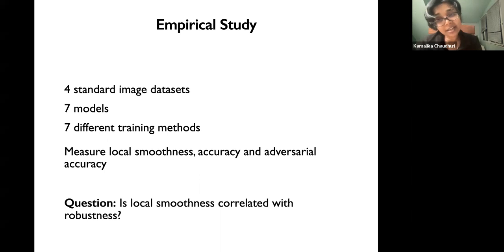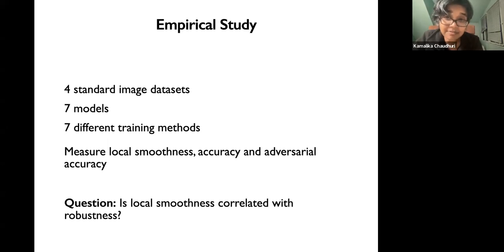So this is work from 2020, so these were the methods that were state of the art at the time. In each case, we measured local smoothness, accuracy, as well as adversarial accuracy. Now, local smoothness for neural networks, you can't really measure exactly because that is an NP-hard problem. So we used an approximation, and it's an under approximation in the sense that we may be underestimating the local smoothness.